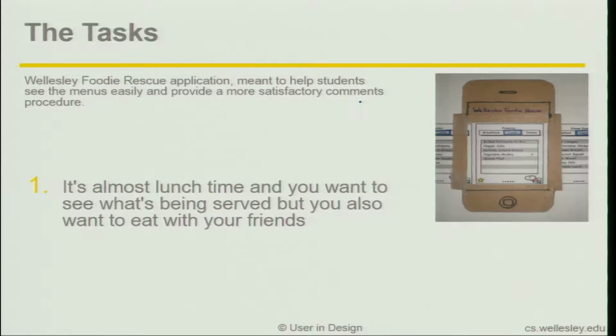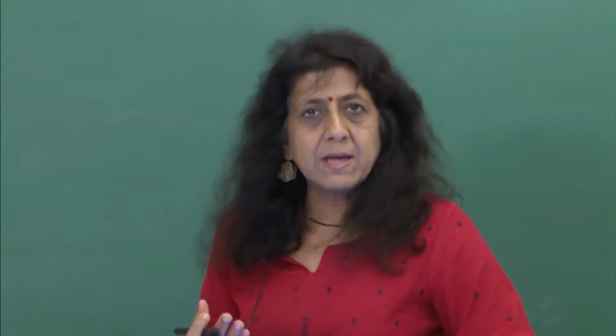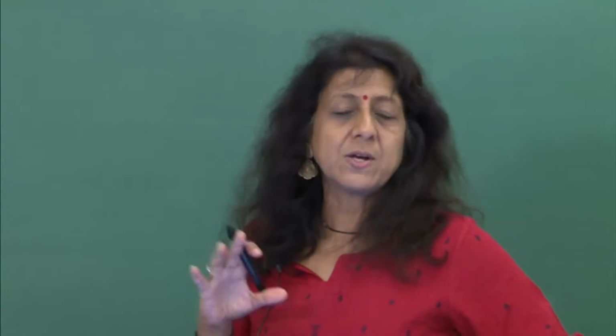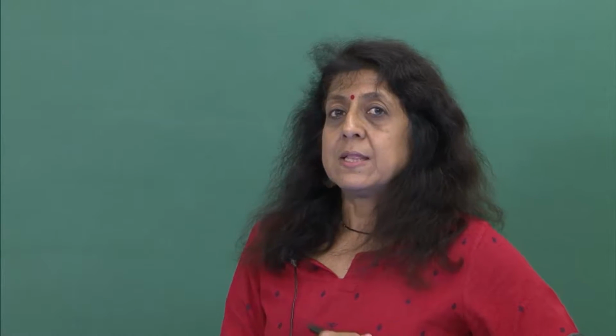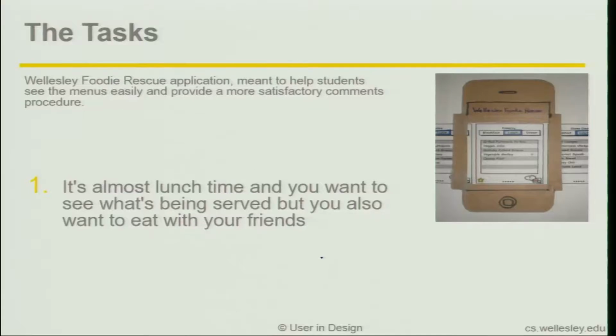You're telling the user, you've gone through the script, the initial protocol. You've told them to think aloud. You've told them that this is not about you. We are not testing you. There are no right and wrong answers, and all of those good things you've told them. Now you're saying, what I would like you to do is: it's almost lunchtime and you want to see what's being served, but you also want to eat with your friends. Can you tell me how you would go about it? How you would do it on this app? And please point on an area of the screen to show me what you would do. That is what you would tell them.